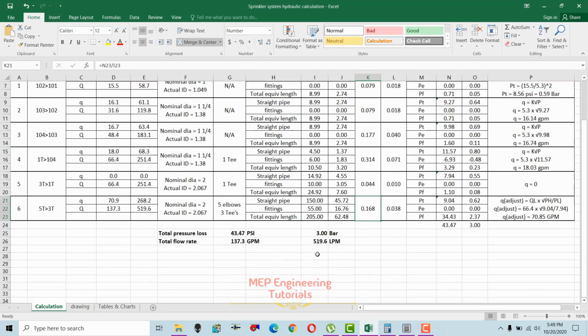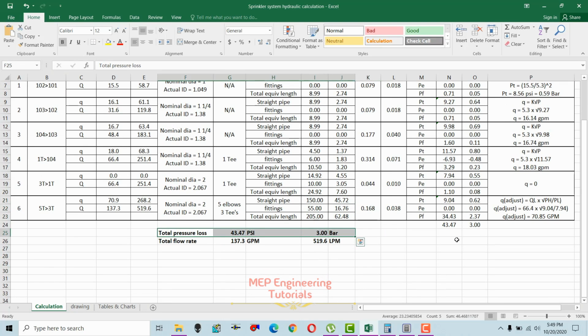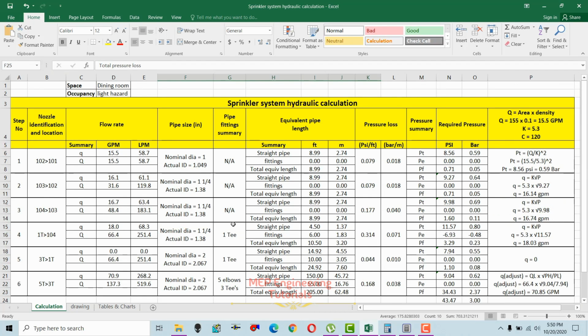So you can see that the total pressure here is 3 bar or 43.47 psi, which we calculated in here. And total flow rate is 137 GPM or 519.6 LPM, or you can say 520 LPM. So this is how you can perform the sprinkler system hydraulic calculation.